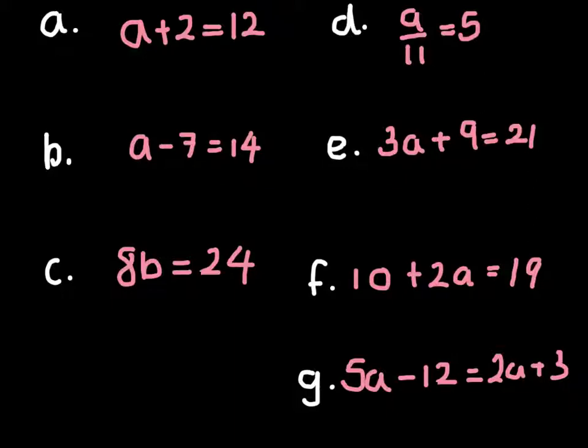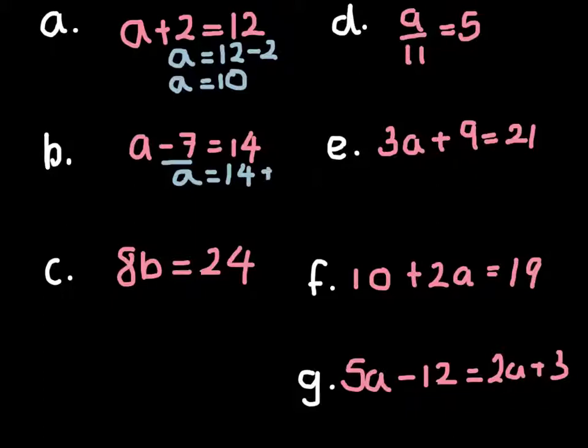So in question A here, I'm saying A plus 2 equals 12. Now I need to move the 2 onto the other side and it becomes minus. So my answer is A equals 12 minus 2. Change the side, change the operation. A equals 10. The second one there, I've got minus 7. Change the side, change the operation, and it becomes plus 7. So A equals 14 plus 7. A equals 21.